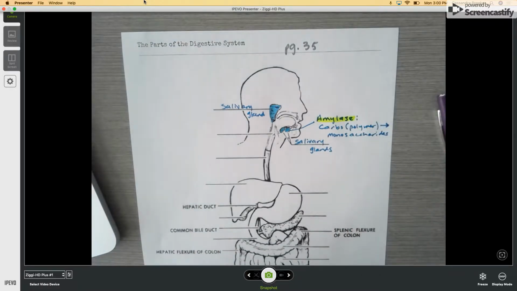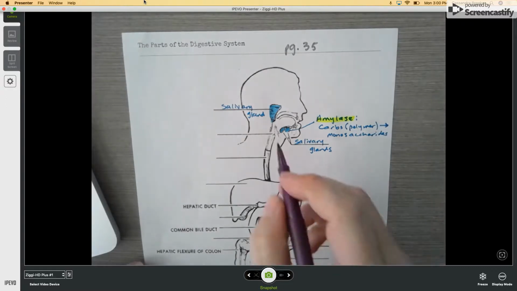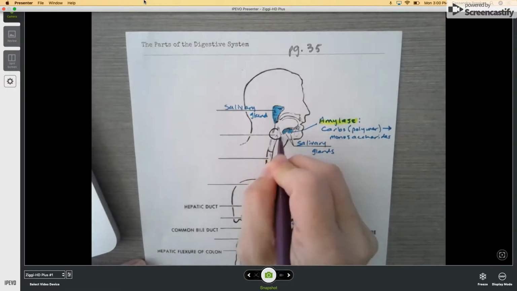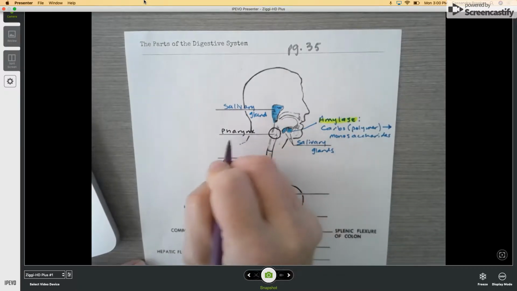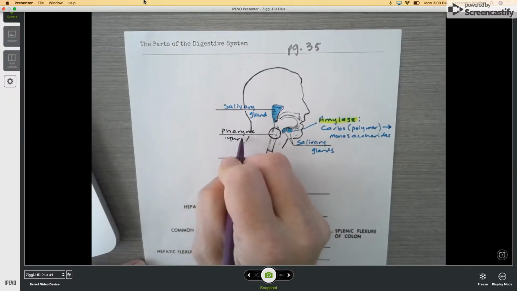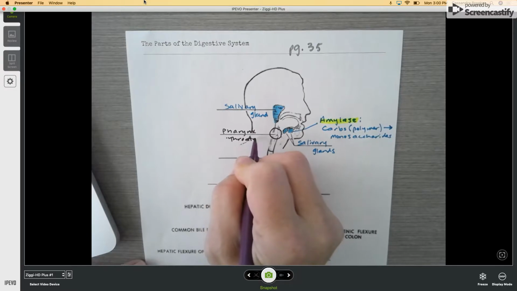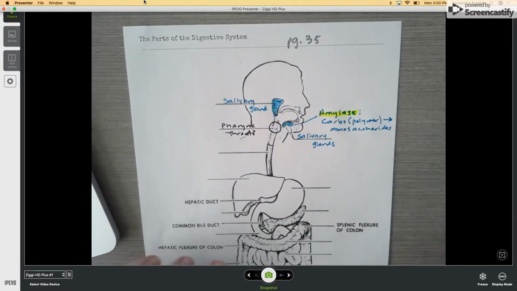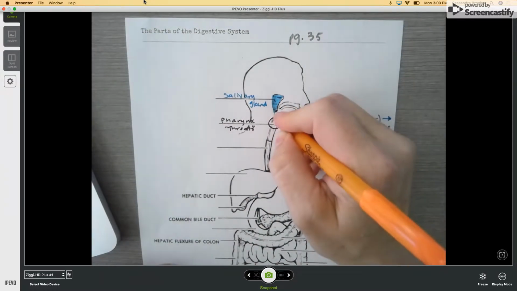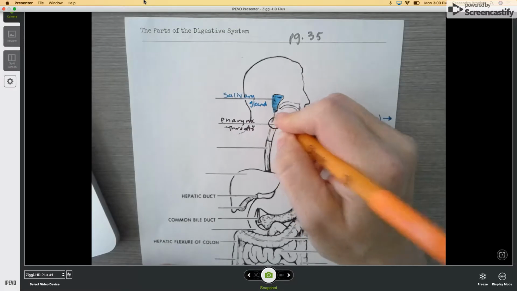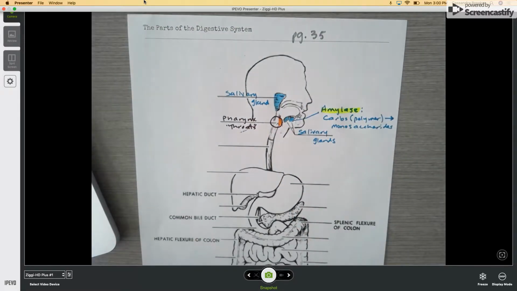Okay, so when you're done chewing your food, you swallow it. It passes through a general region right here called your pharynx, also called your throat in layman's terms. Okay, so what's important to note here, when you swallow, you have to block the opening to the windpipe, because if you don't, you will choke.